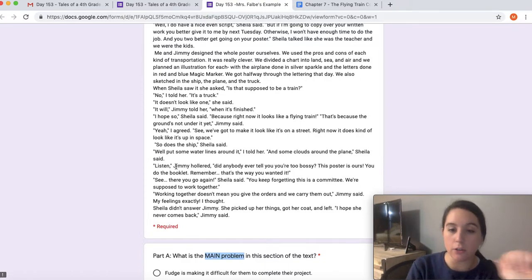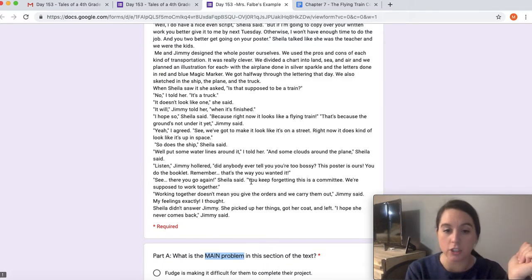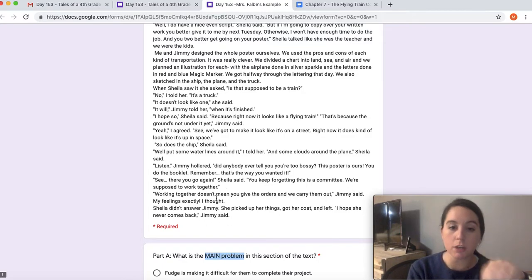Did anybody ever tell you you're too bossy? This poster is ours. You do the booklet. Remember, that's the way you wanted it. See, there you go again, Sheila said. You keep forgetting this is a committee. We're supposed to work together. Working together doesn't mean you give orders and we carry them out, Jimmy said. My feelings exactly, I thought. And then that's when Sheila left.